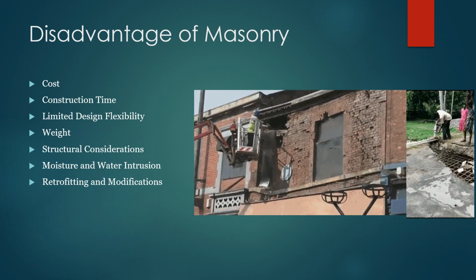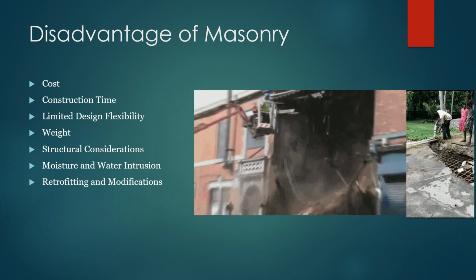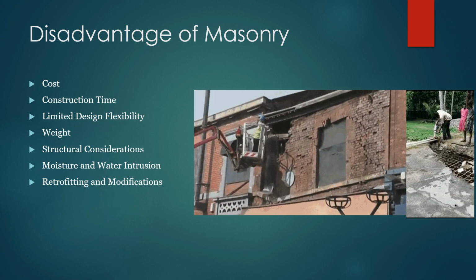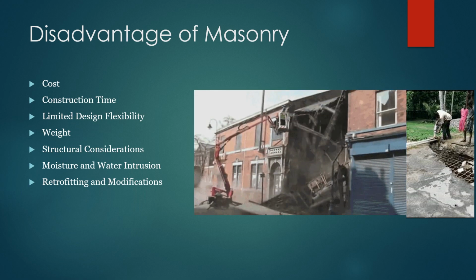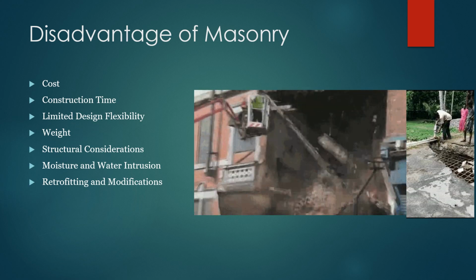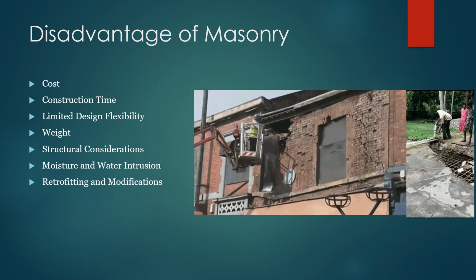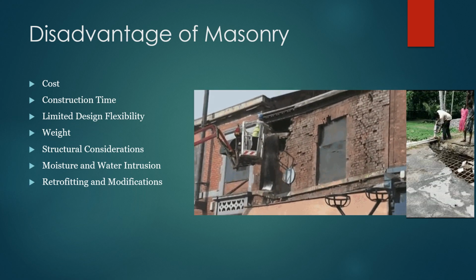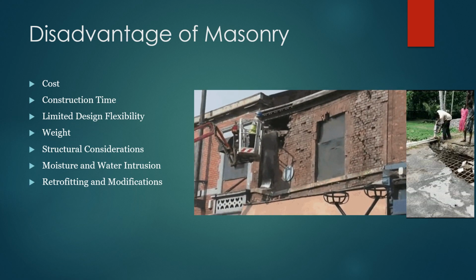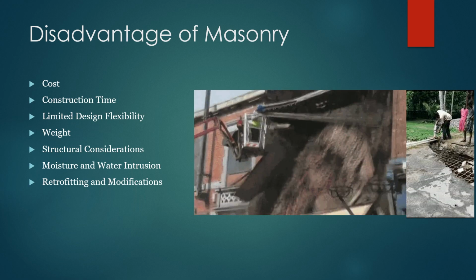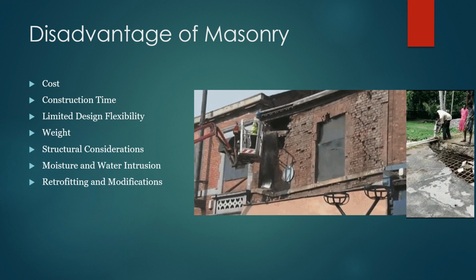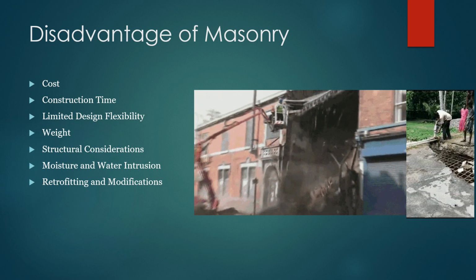Let us look towards the disadvantages of masonry. Some of the drawbacks are cost. Masonry construction can be more expensive compared to other construction. The materials, labor, and specialized skill are required for masonry work. Next is construction time. Masonry construction can be time consuming, especially for intricate designs or complex structures. The process of laying individual units and allowing time for mortar to cure can result in longer construction.